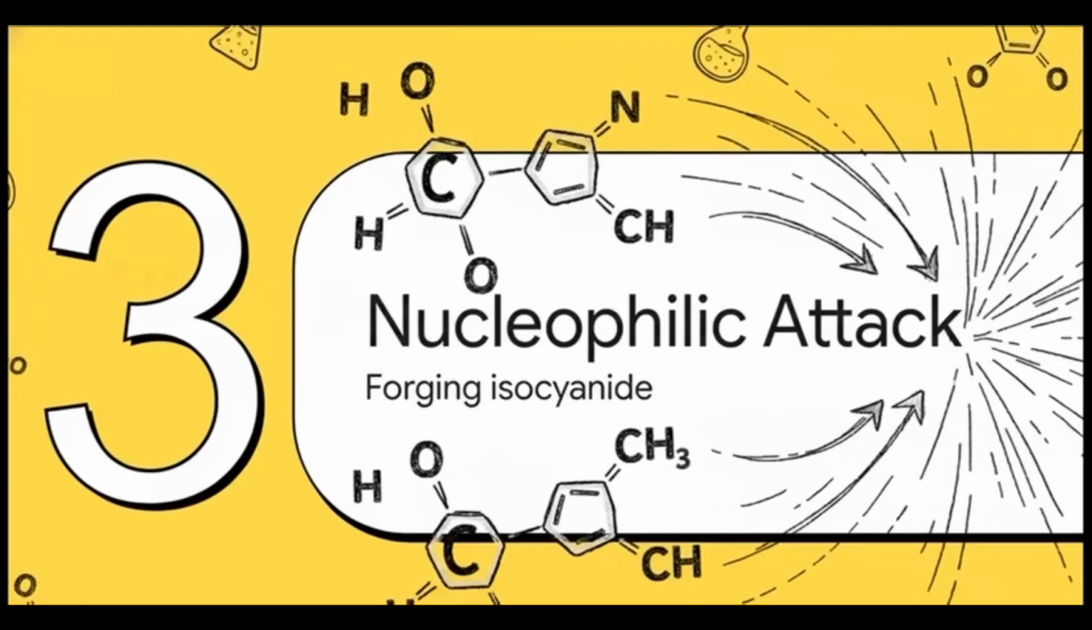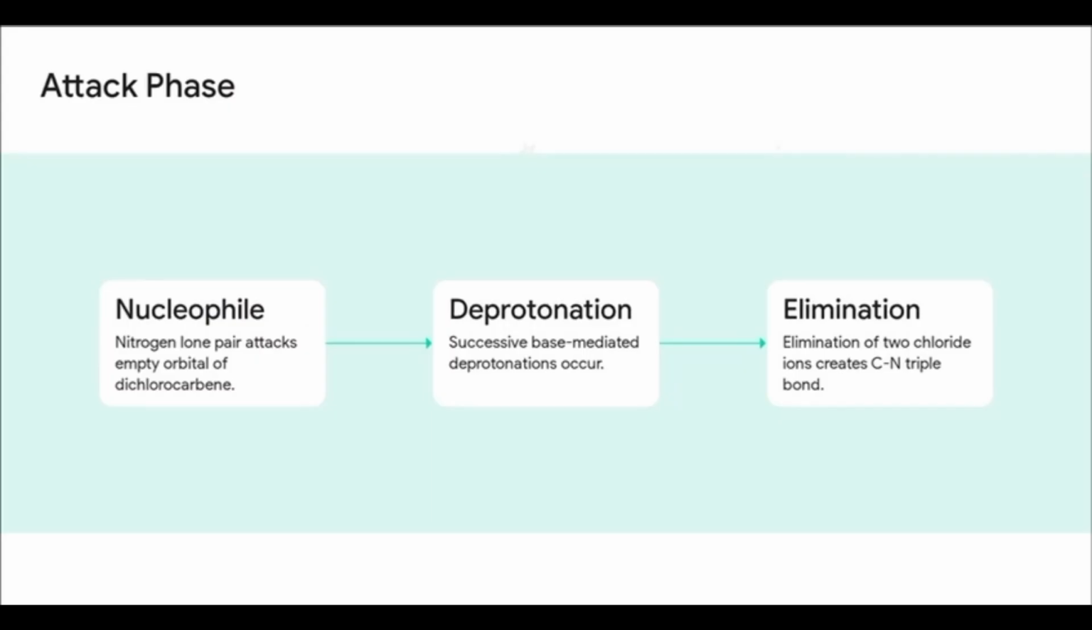Okay, let's move to Section 3 and see how this all builds. The nucleophilic attack phase, forging the isocyanide. So our electrophilic dichlorocarbene is kind of prowling around the solution, and boom, it finds our primary amine. Now, the primary amine has a nucleophilic nitrogen atom with an unshared lone pair of electrons. In Step 1, that nitrogen lone pair directly attacks the empty orbital of the dichlorocarbene. Once they're locked together, Step 2 kicks in.